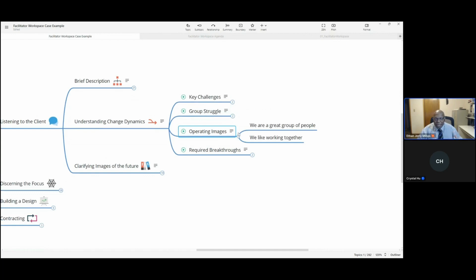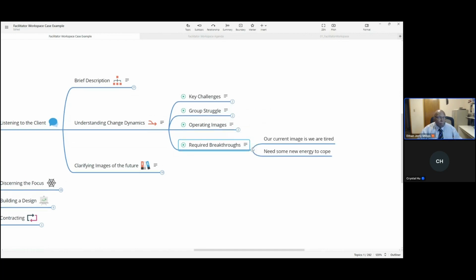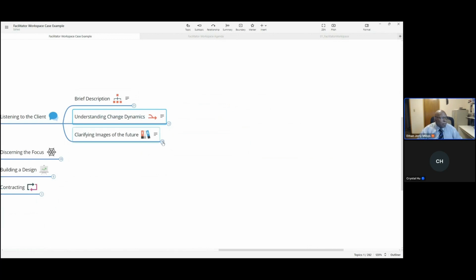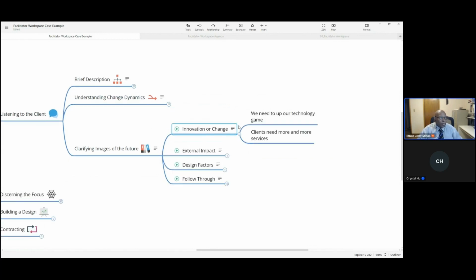And the image that they have of themselves is they like working together, and they're a great group of people. And the required breakthrough they need is, our current image is tired and we need new energy to cope. So they want to shift from always being behind to being on time and having lots of energy to move forward. And finally, I think in terms of the future, they're trying to work with some of these images here.